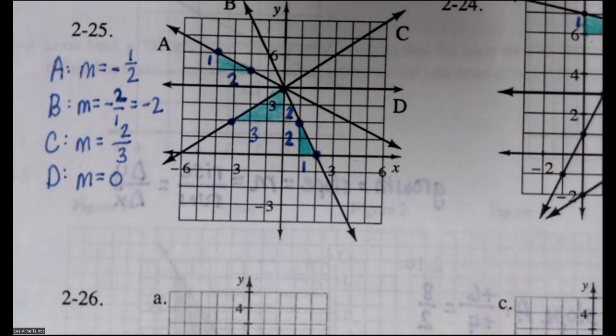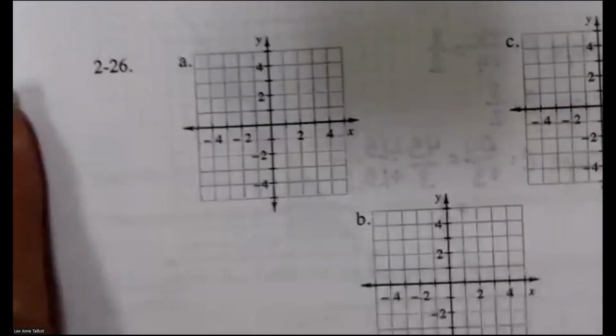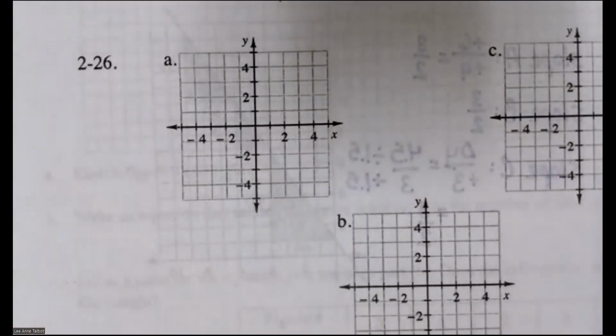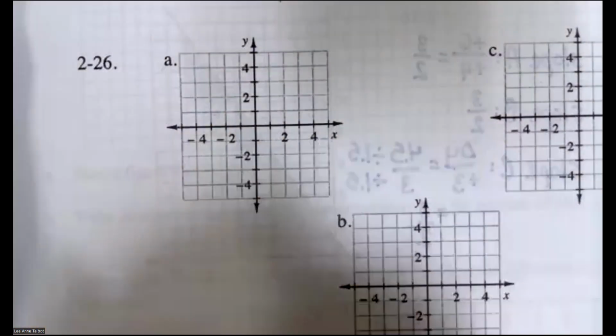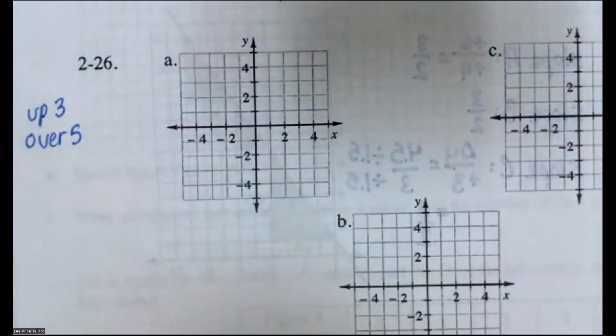Okay, anyway, let's go to 26. On number 26, they want us to draw slope triangles. We're going to do the first two. A line that goes up 3 each time it goes over 5. So our job in number 26 is to draw a slope triangle that goes up 3 every time it goes over 5.